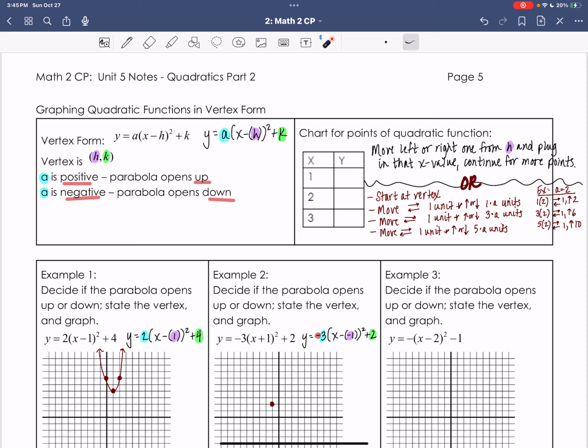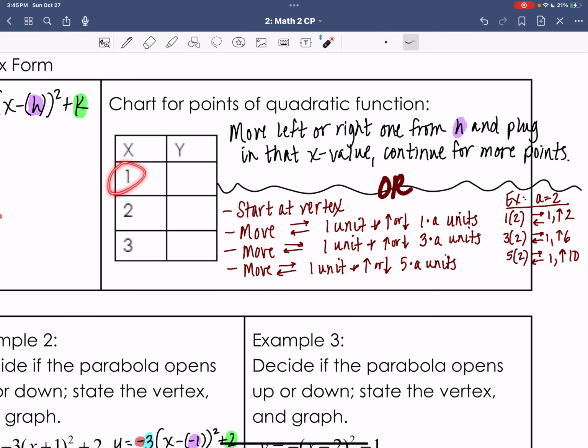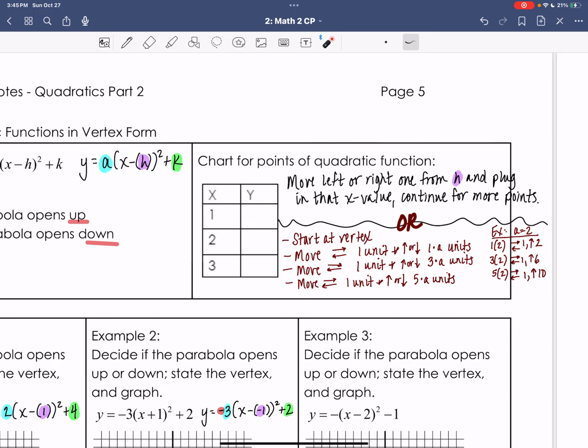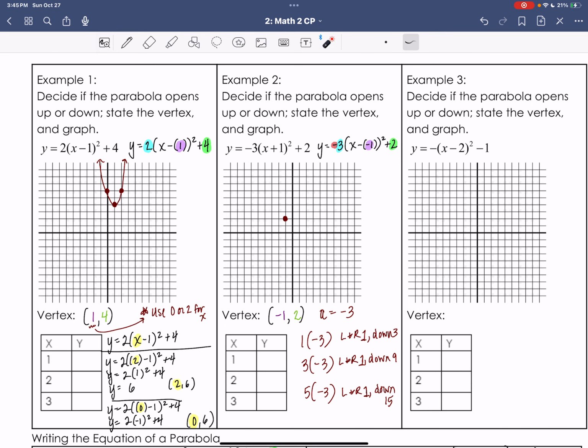All right. So now I'm going to give you a couple different ways. When you're charting points, one way is you can just plug in your values for X and Y into whatever your equation is. Or you can move left or right 1 from H, and then plug in the X value, continue for more points. Then there's also a shortcut. Start at the vertex, and then you're going to go 1 unit right or left, and then depending on that, you're going to go up or down. So I'll show you this way in a second. So go ahead, copy that down.